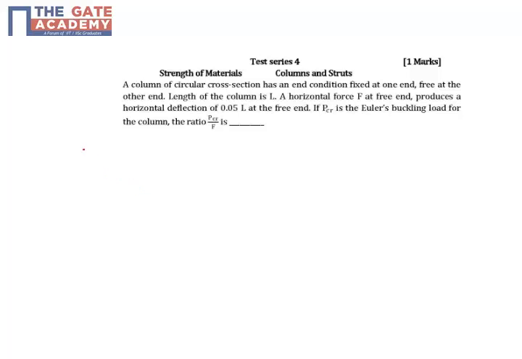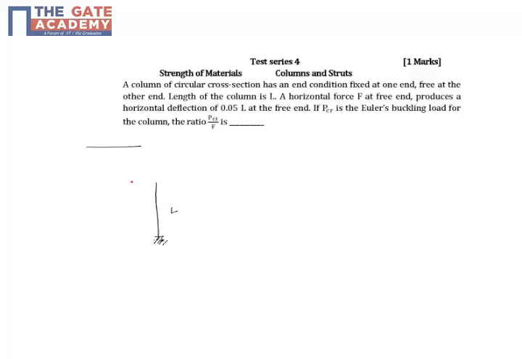Let us discuss the question from strength of materials. You have a column of circular cross section which is fixed at one end and free at the other end. So this is basically the column. Now the length L is given.